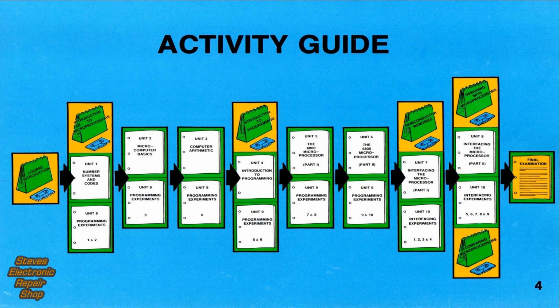In Unit 5, we begin our discussion of a typical microprocessor, the 6800. The fundamentals you learn about this microprocessor are directly transferable to other microprocessors. Programming Experiments 7 and 8 introduce new addressing modes and arithmetic operations that help you realize the full potential of your microprocessor. Unit 6 continues your study of the 6800. Programming Experiments 9 and 10 incorporate exercises on stacking operations and the use of subroutines.